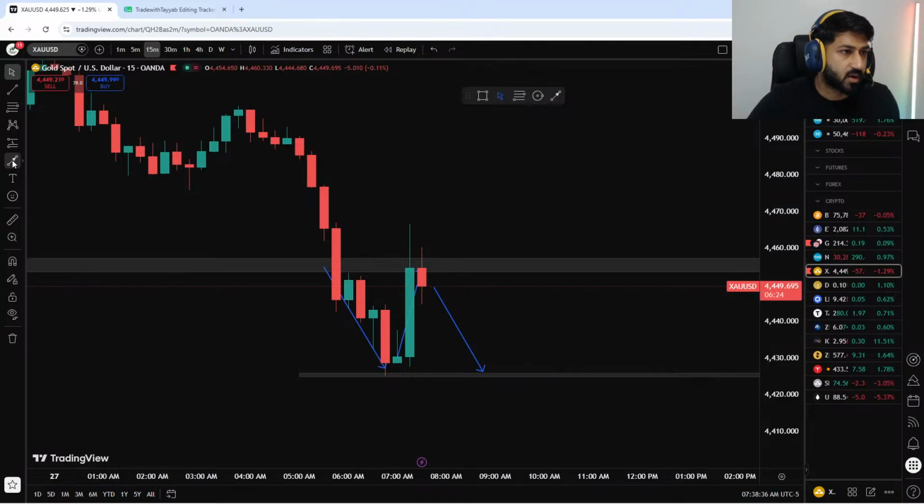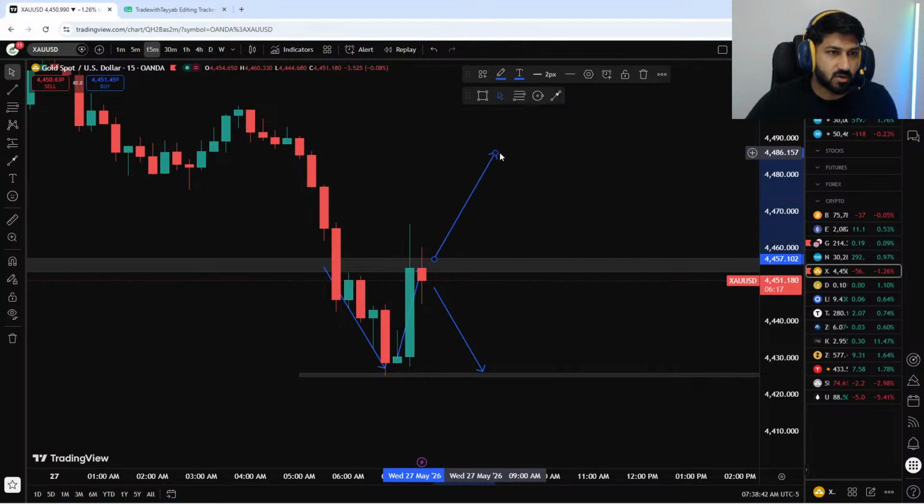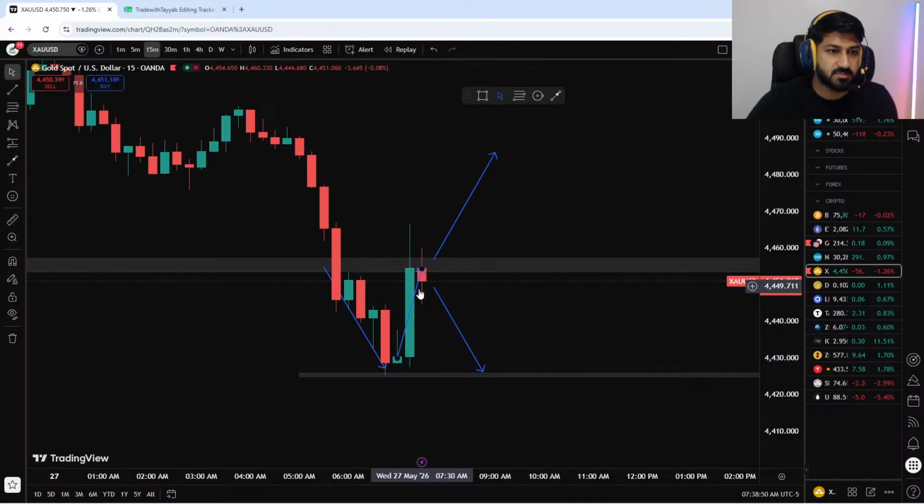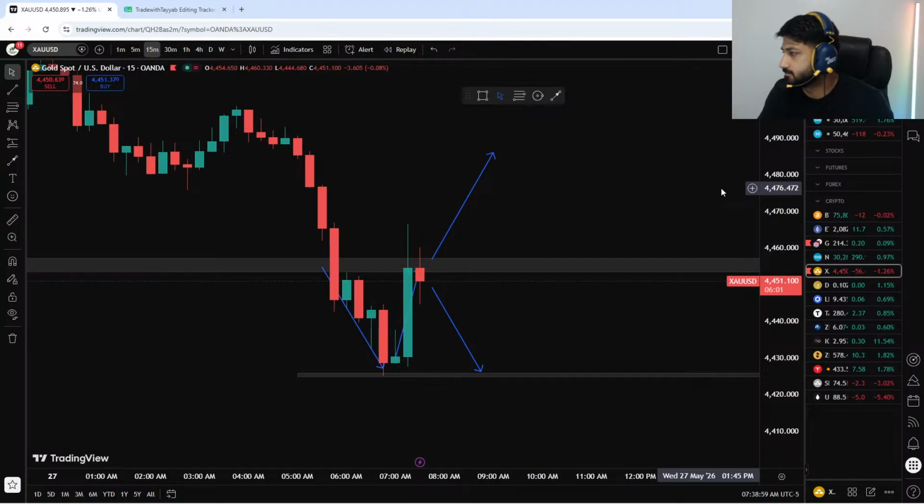On the flip side, if the price closes above this area, then all of this range on the left-hand side, about a 300 pip range, is going to be on the upside if price closes above this 44.55 area. Okay.